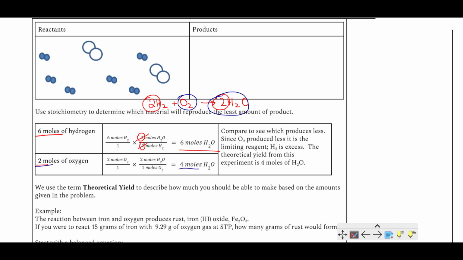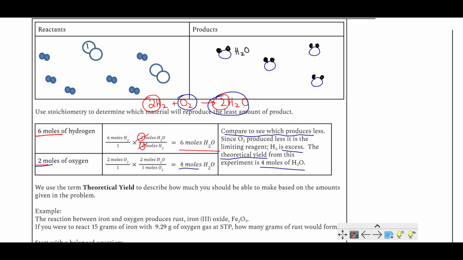Now the important thing to do here is to compare to see which one produces less. And since oxygen produced less, it's the limiting reactant. And hydrogen is the excess. And so this is a new word here. The theoretical yield from this experiment is 4 moles of water. And we can go ahead and draw those in. I'm going to put in 4 oxygens, just like this. And I'll put the hydrogens that go with each water, just like this. And so those are my water molecules.